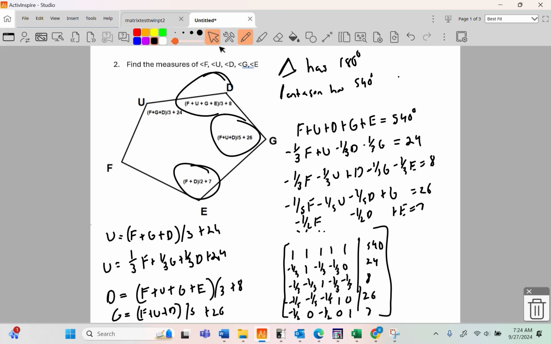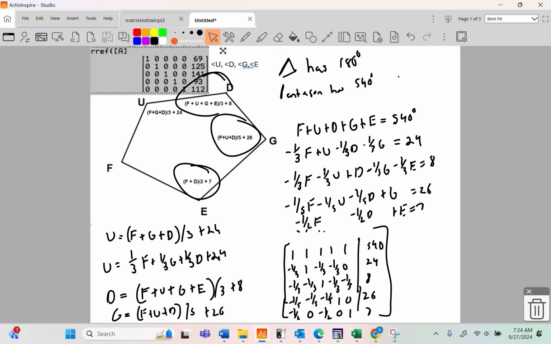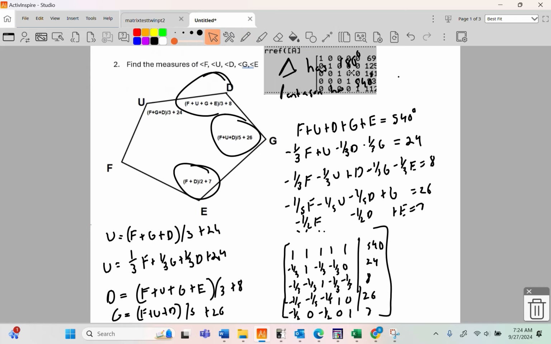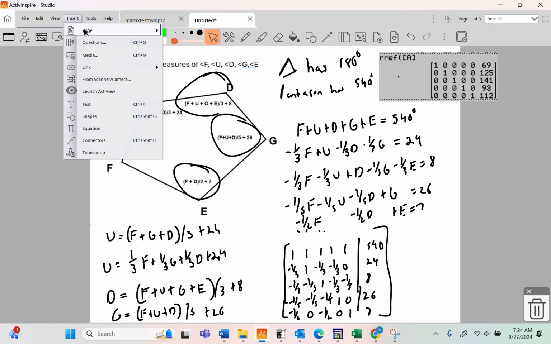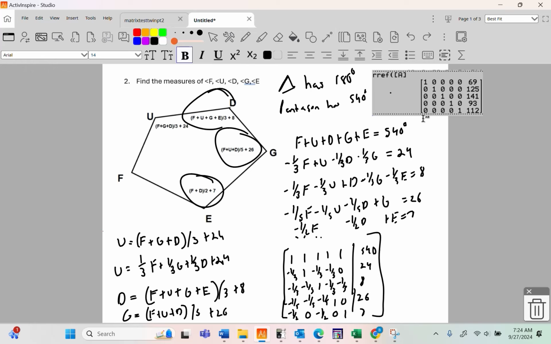Anywho, here's my answers. You are supposed to interpret this thing as well, so make sure you interpret, because I'm looking for stuff like that. But I know that F is 69 degrees, U is 125 degrees, G is 141 degrees. Oh, it's fudge. D is 141 degrees, G is 93 degrees, and angle E is 112 degrees.